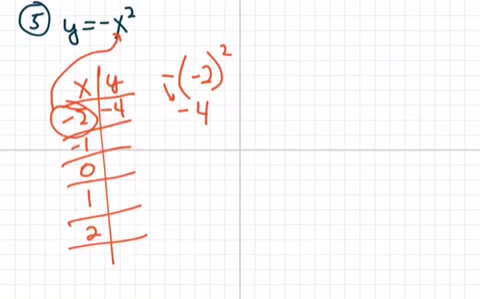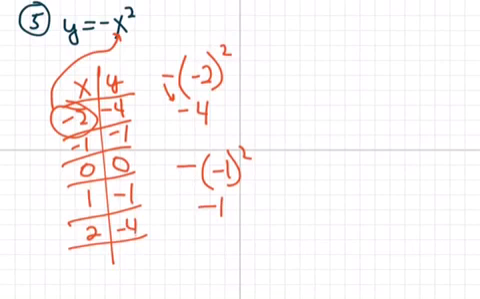Okay? Negative 1, plugging that in, you have negative parentheses negative 1 squared. So ignoring the negative, negative 1 times negative 1 is positive 1, but then attaching the negative, we have negative 1. Plug 0 in, and we get 0. Plug 1 in, 1 times 1 is 1. Then make it negative. And plugging 2 in, 2 times 2 is 4, so negative 4.